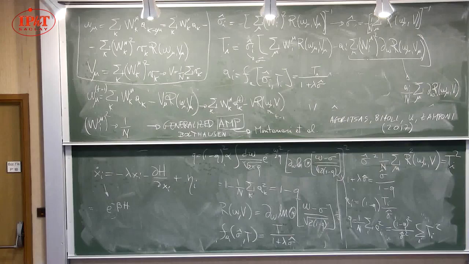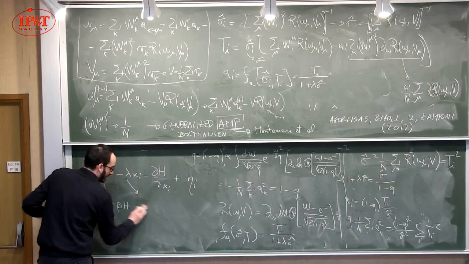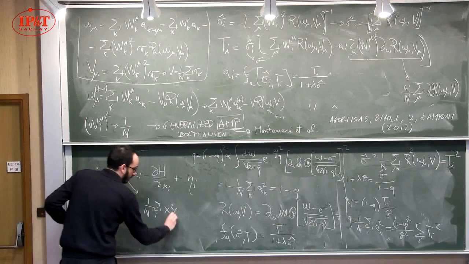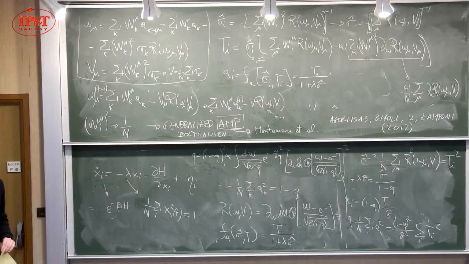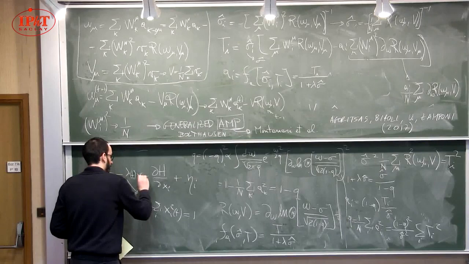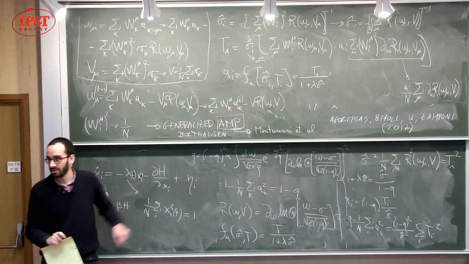Maybe you can say that. But lambda is fixed self-consistently because you want that one over N, sum over i, x_i squared, is one. So this lambda is the same. It's a lambda of t. So this depends on time, because you evolve always on the spherical constraint.